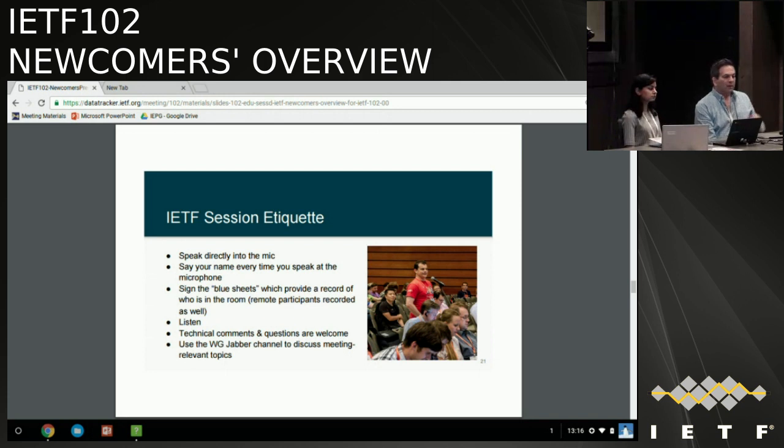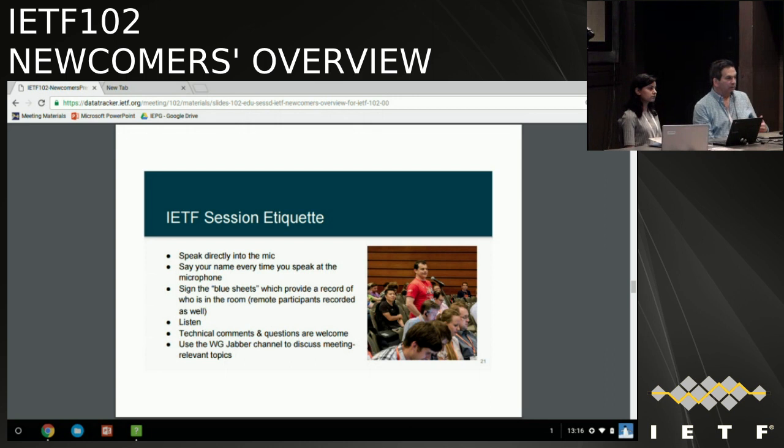At the beginning of every session, the chairs will hand out blue sheets, and then at the end of the session, we'll call them again. Historically, they were printed on blue paper. They're still printed on blue paper. You just put your name and company affiliation. And so that's the attendance record.